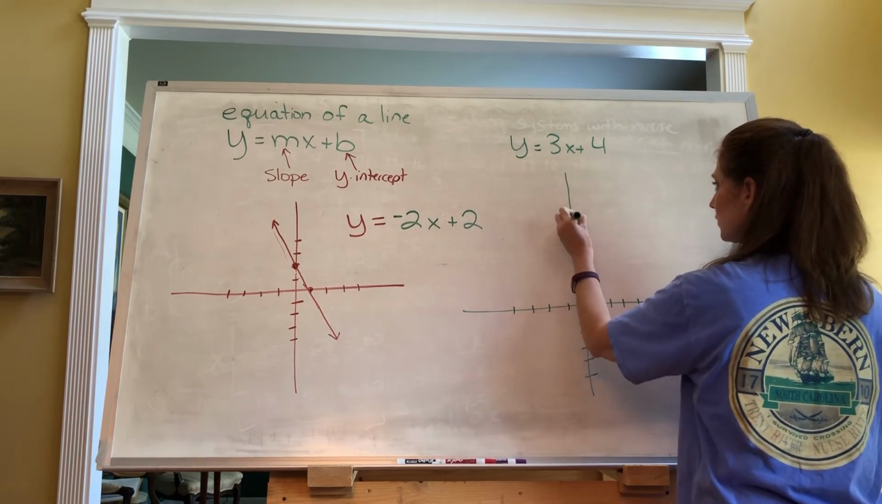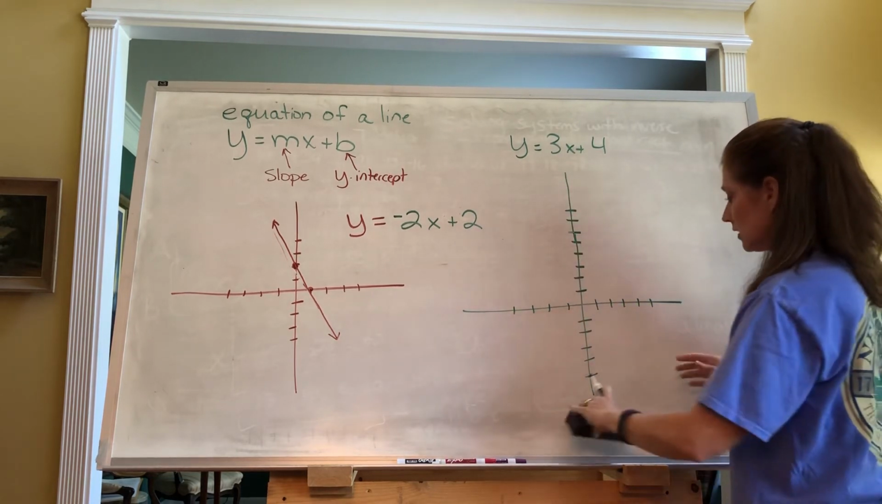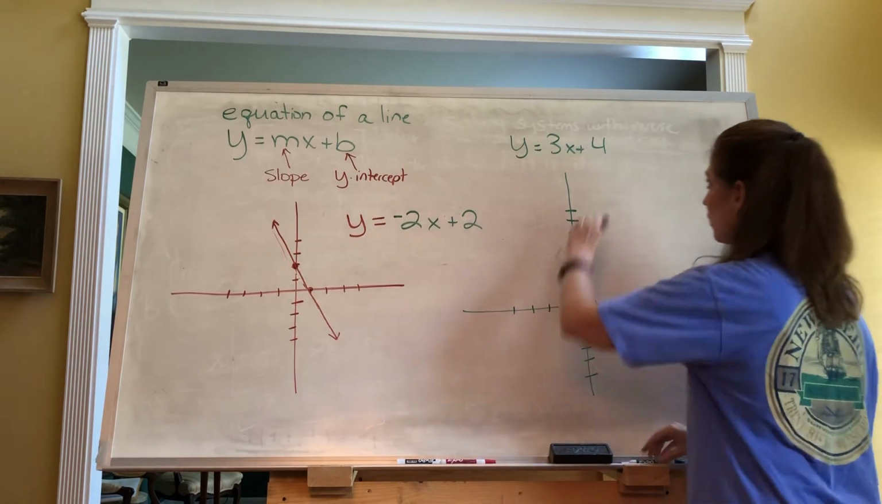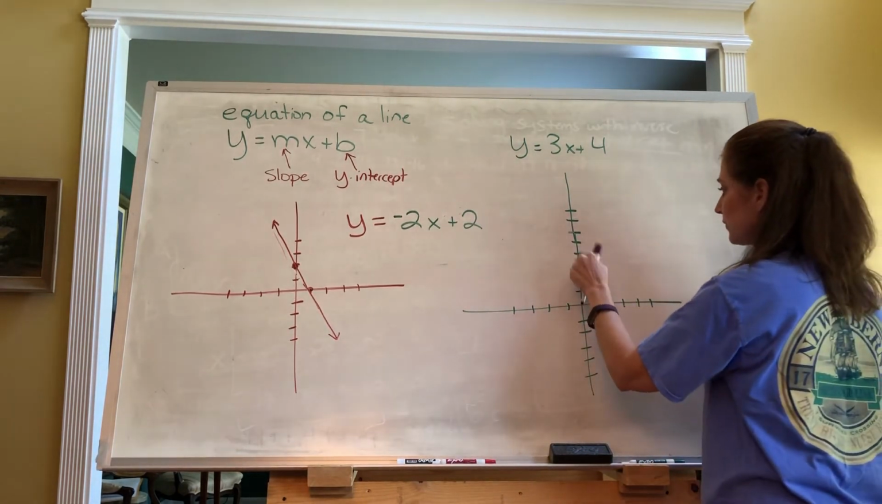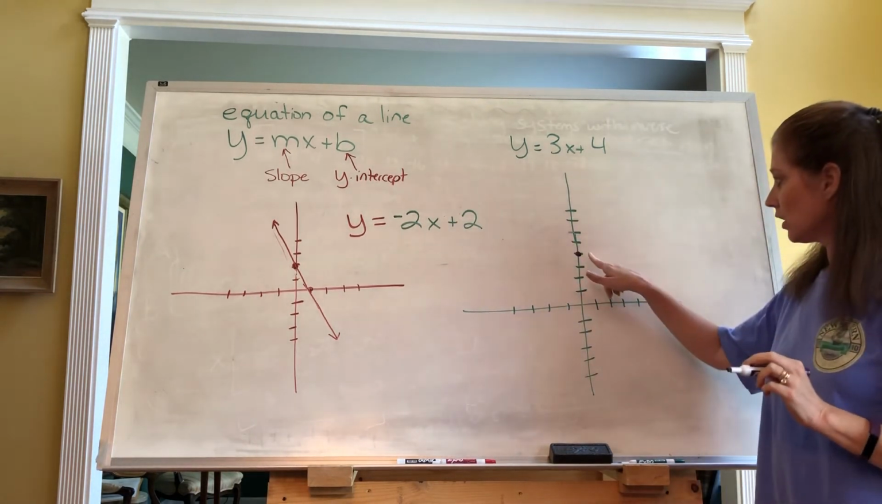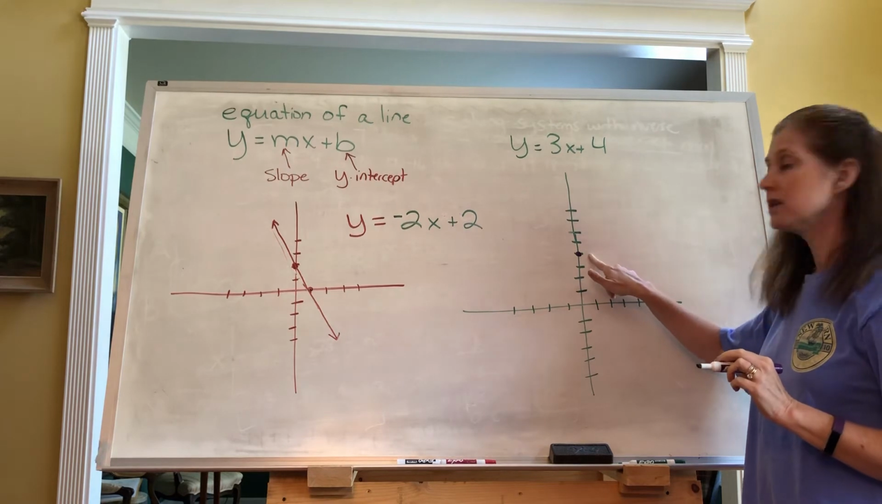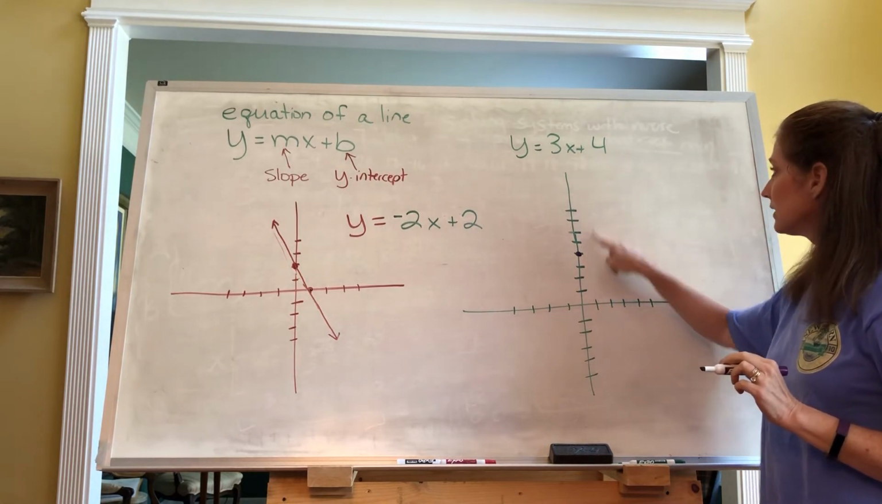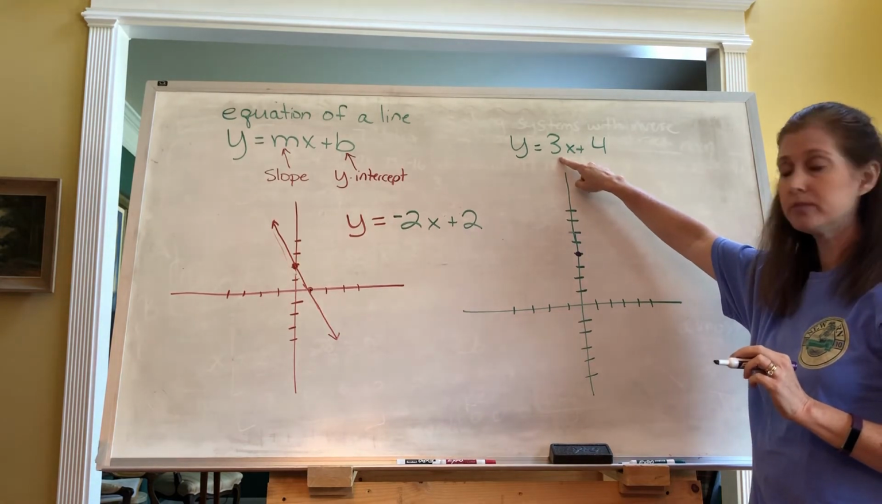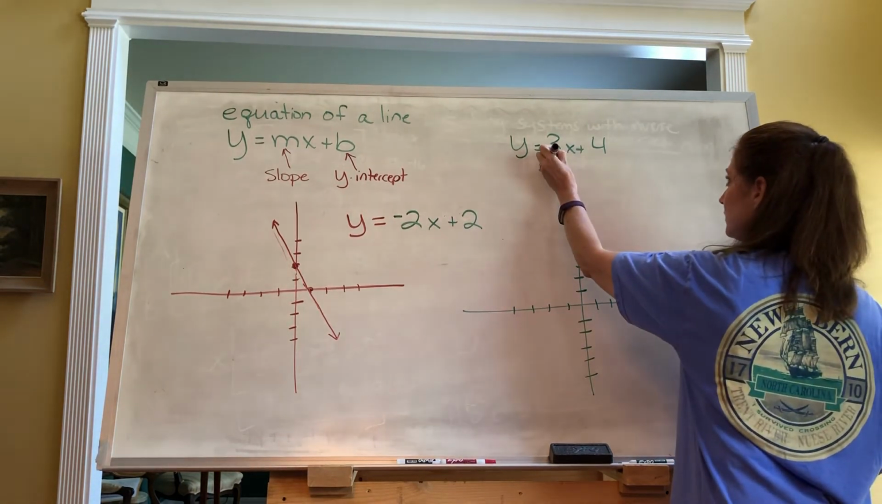Okay, so of course this grid is not great. So where I want to start is with my y-intercept. Alright, so I'll put a point right there. And so we know that there's a point on the line at 4.